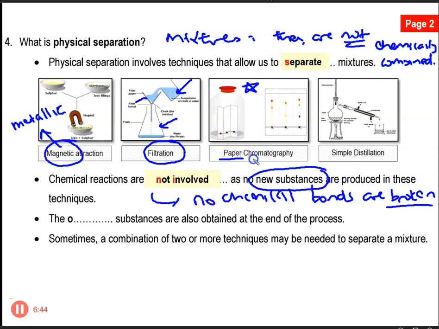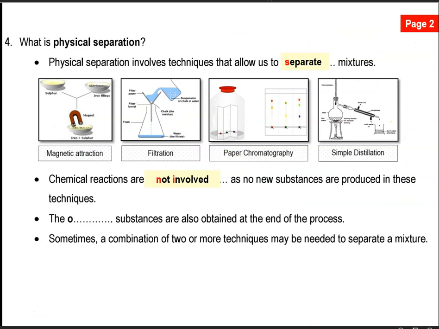Then this is probably something new, which is quite important. It is known as paper chromatography. Therefore, you know that it will involve some form of paper. We will figure out what this is later. And this is probably the newest to you. This is known as distillation. All right, so now let's continue.